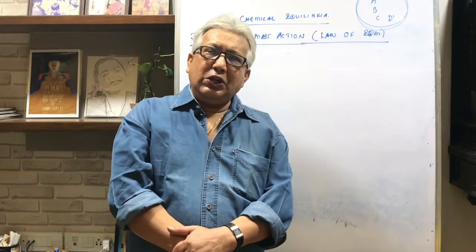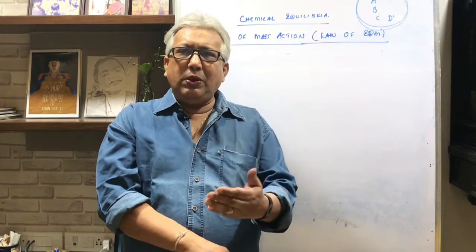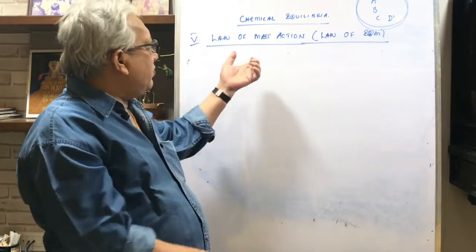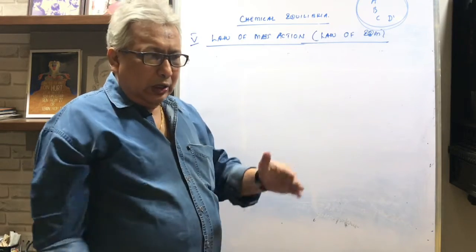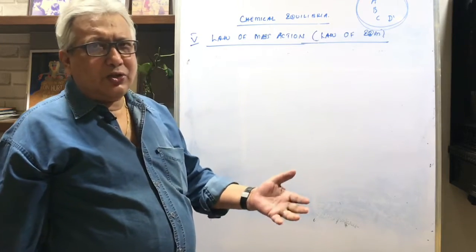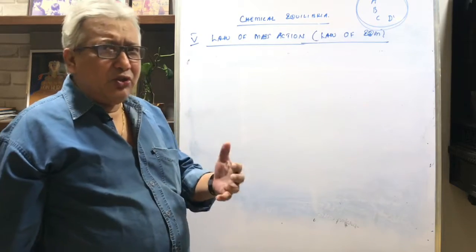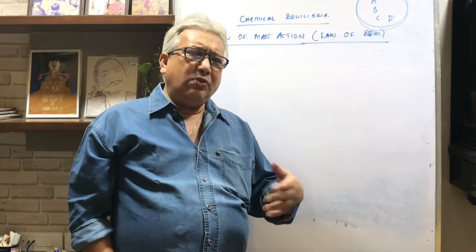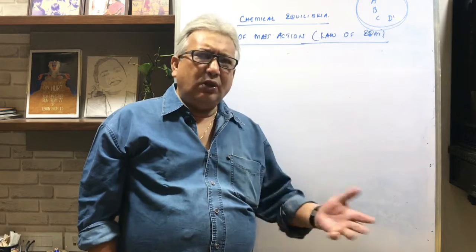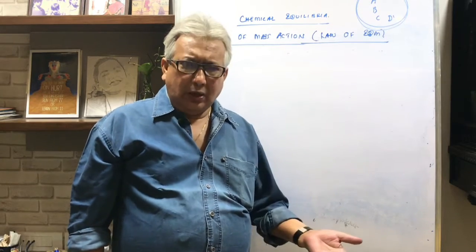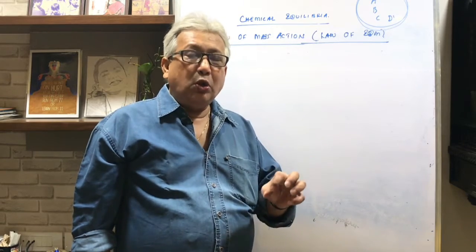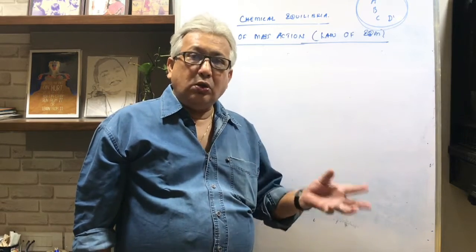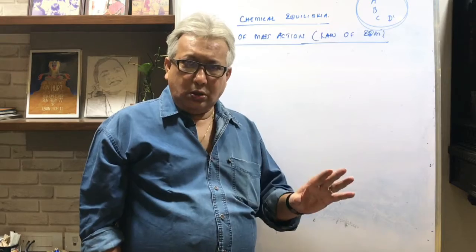So children, we continue our discussion on chemical equilibrium. We are still in heading number 5, that is law of mass action, that is law of equilibrium. In the law of equilibrium or law of mass action, we have done the derivation of Kc, we have done the derivation of Kp, and we have seen the relation between Kc and Kp. And meanwhile, we have also learned one very important term called reaction quotient or concentration quotient, right?